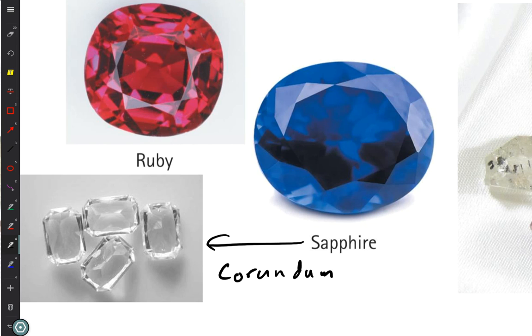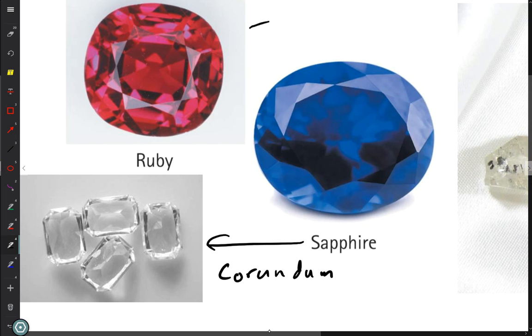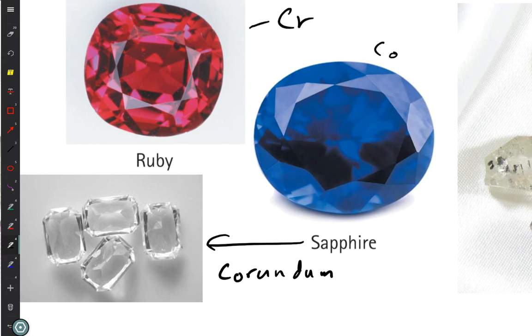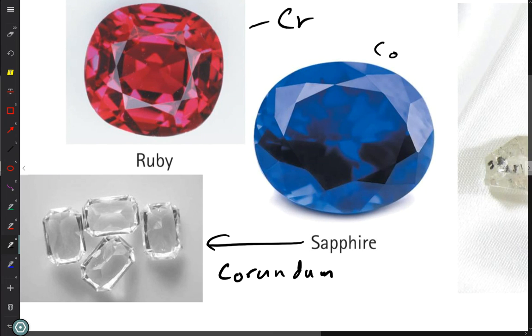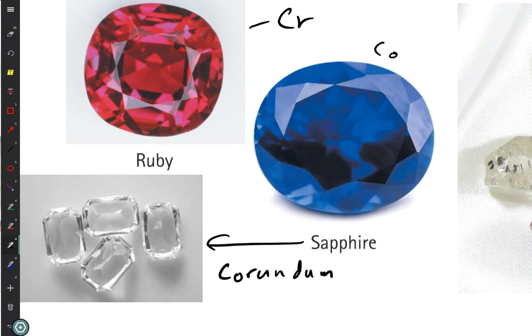Okay, color. What makes the color different? Impurities. The ruby has chromium impurities. I believe the sapphire has cobalt impurities, although it could also be iron. You can get blue from iron, you can get green from iron, you can get brown from iron. It depends on their oxidation states. And the corundum, that's pure. So if you want the pure sapphire, then it looks like this.